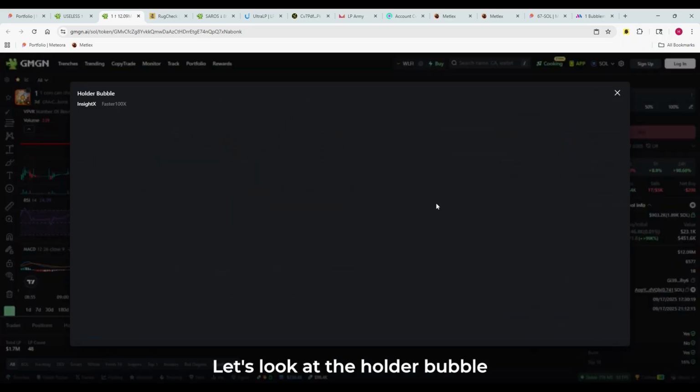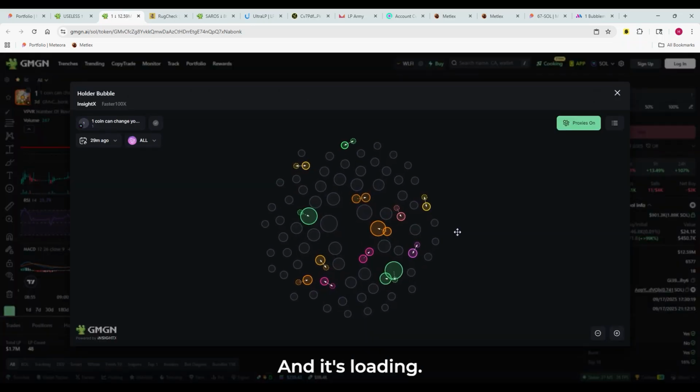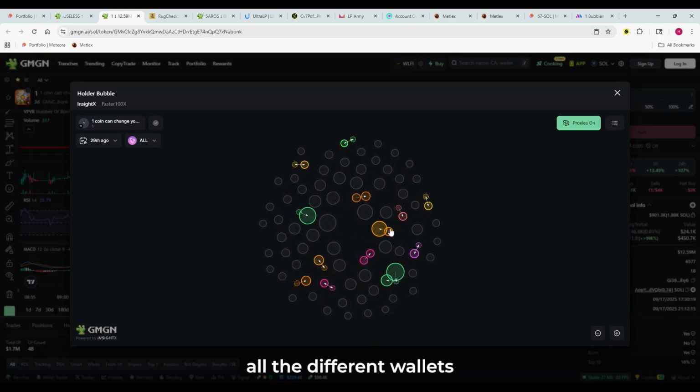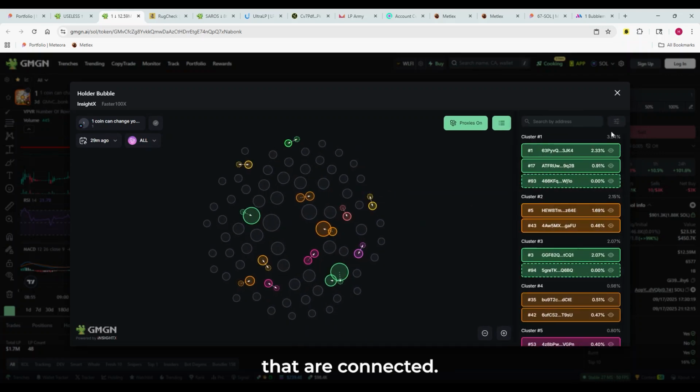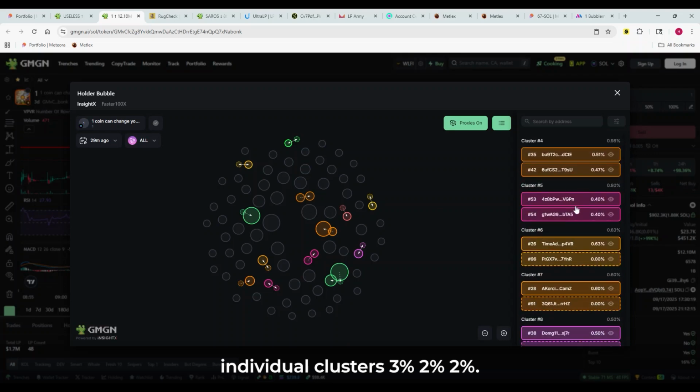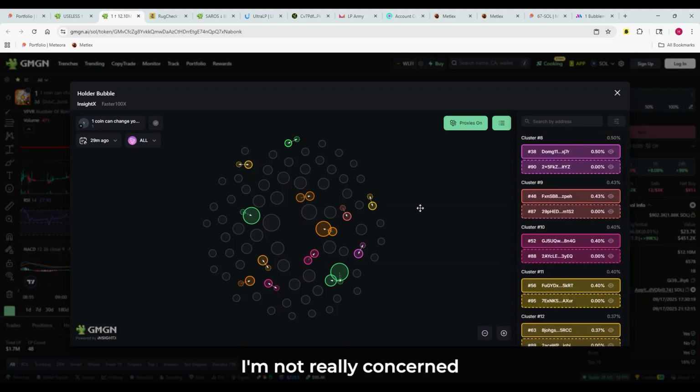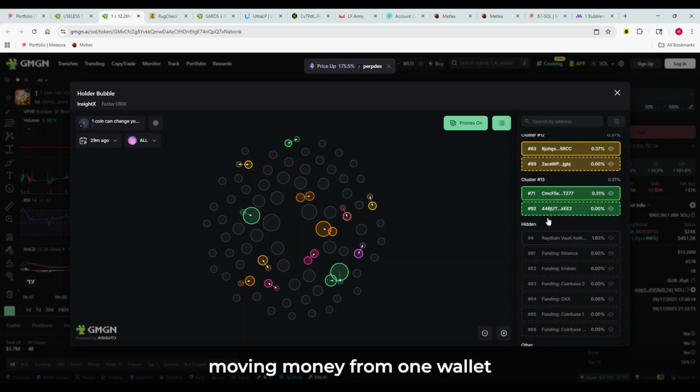Let's look at the holder bubble for this, and it's loading. So this is showing you all the different wallets and any of them that are connected. I can click here and see how much are in these individual clusters. 3%, 2%, 2%. This is not bad. I'm not really concerned about these. This could be just people moving money from one wallet to another.